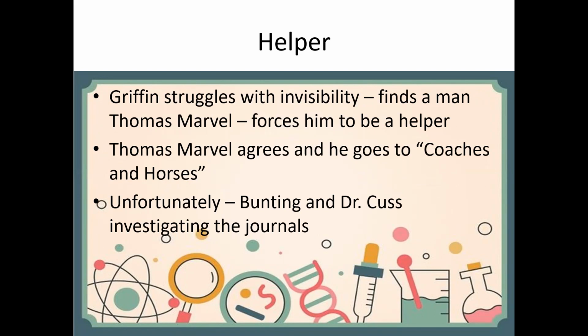Griffin goes around the village and finds a man named Thomas Marvel, who appears to be idiotic. He forces Marvel to become his helper. Griffin then goes to Coach and Horses, where he fled earlier. He drags Marvel too. When he enters invisibly into his room, he finds the unpleasant sight of Mr. Bunting and Dr. Cuss. Seeing his journals, Griffin hurts both of them for prying into his business, and they flee by giving the journals to Thomas Marvel.